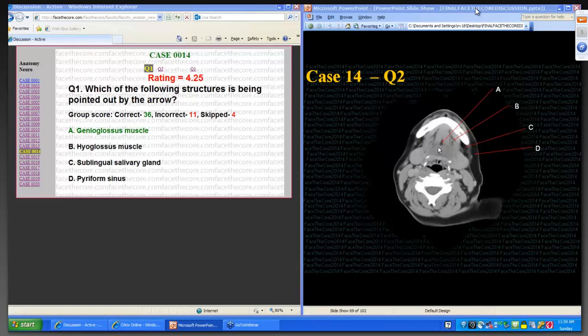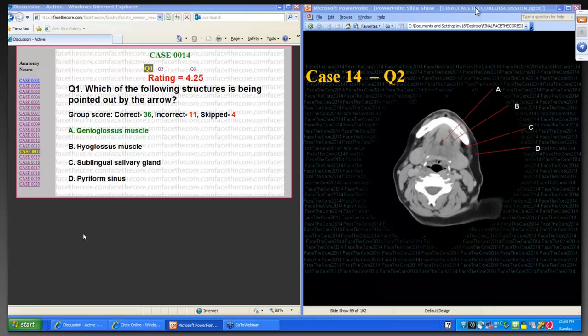Okay, so A is just pointing to the median raphe, which is just medial to the genioglossus, this fat midline structure. I guess it's just called the median raphe, genioglossus there.